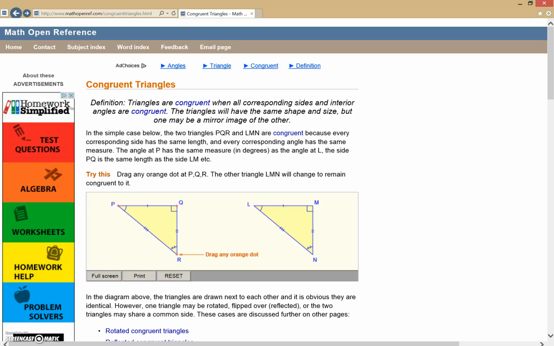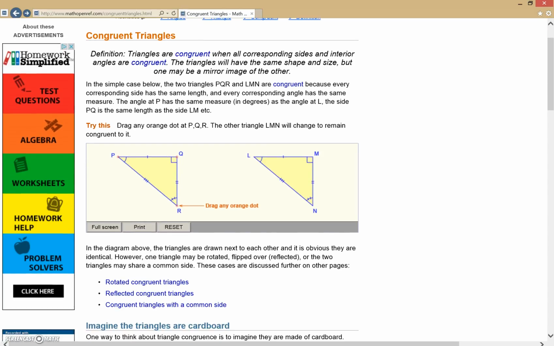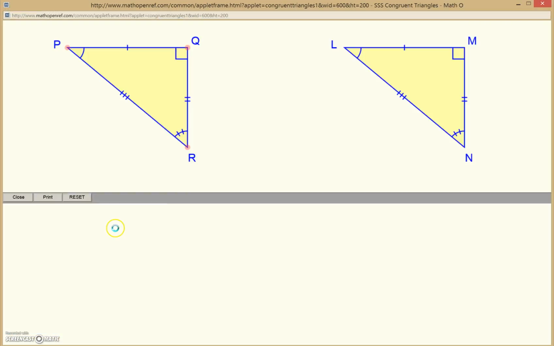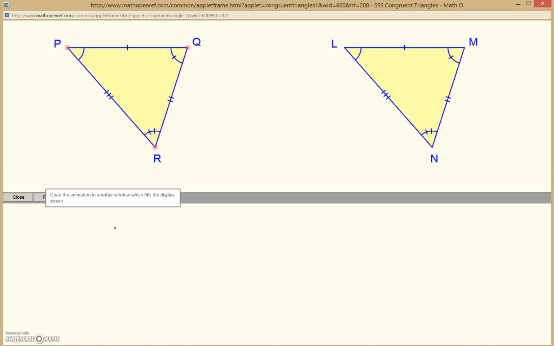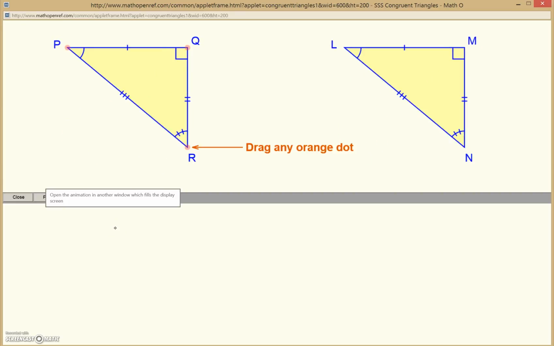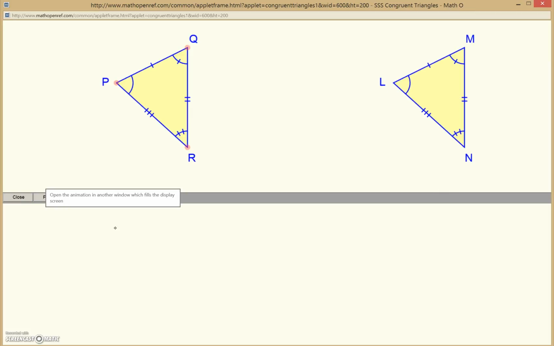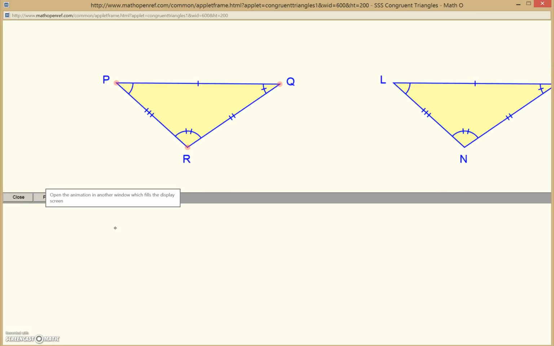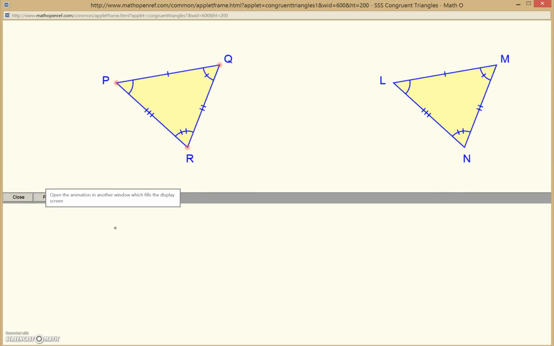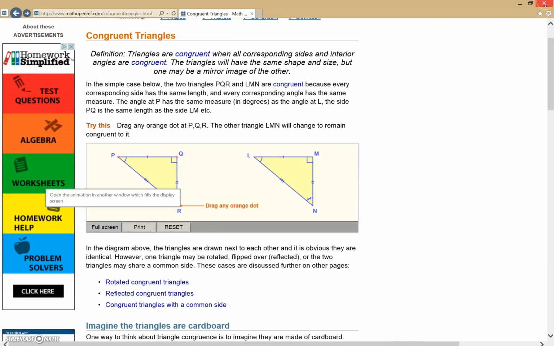Okay? So if we look at these two triangles and I drag that orange dot anywhere, or if it moves around the screen, our triangles are going to be congruent no matter what. The angles are going to be congruent, the sides are going to be congruent. PQR is congruent to LMN. I could name a congruent statement.